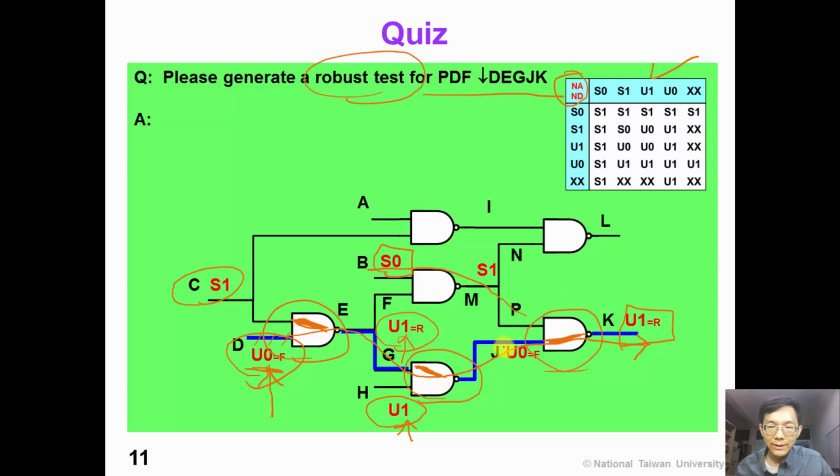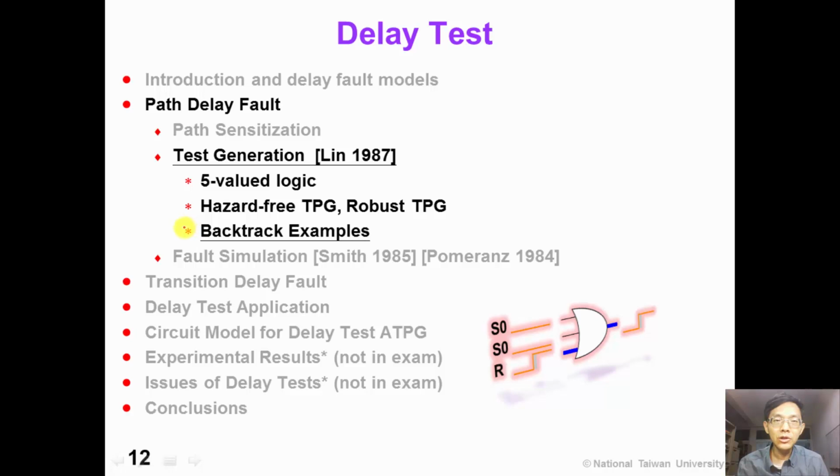Have you got it correctly? In the test generation process, sometimes we make mistakes. If we make a mistake, then we would need to backtrack. In the following slide, we show some examples of backtrack.